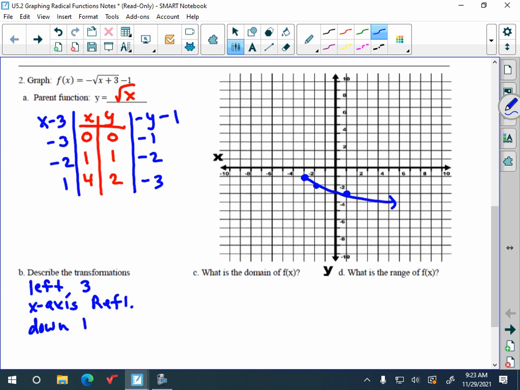All right, then our domain, as we move left to right, negative 3 is going to hit first. And then the range, as we move bottom to top, it will hit at negative infinity first, because it's going down. And then it'll stop at negative 1.